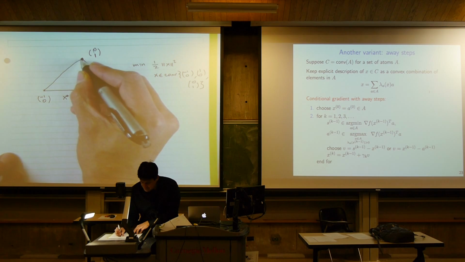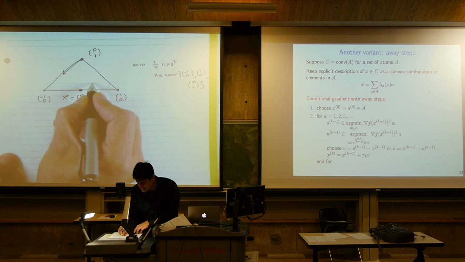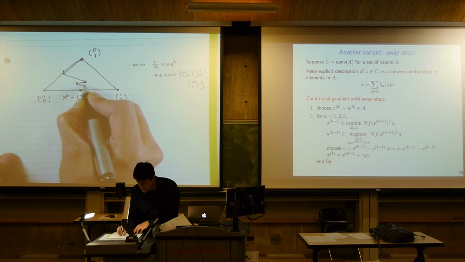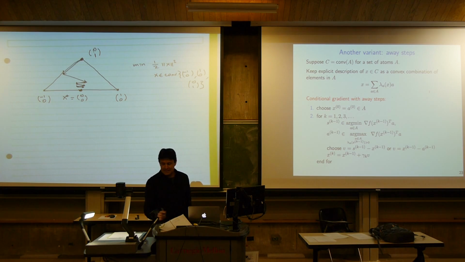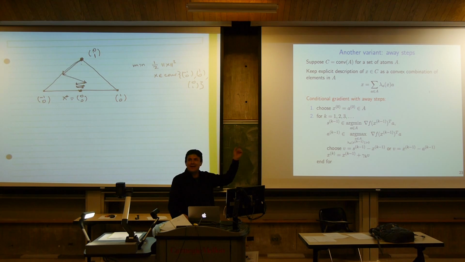You would go to one of the two vertices, so you would move here. Then you would go towards this guy. Suppose that you do exact line search, so you would go like this. Then you would go like this. Then you keep going like that. And essentially, the algorithm jams. The reason that the algorithm jams is that you have weight on this vector here that you would like to get rid of. So the away steps are a little tweak on Frank-Wolfe that allows you to move not just towards a new point, but away from a point.